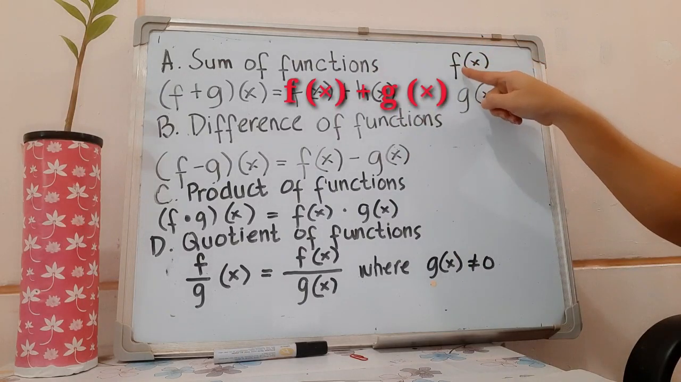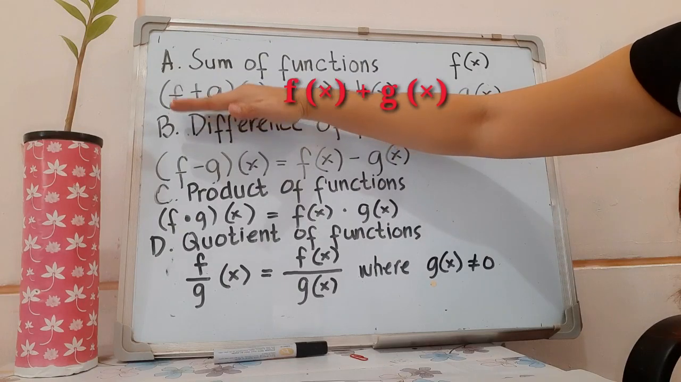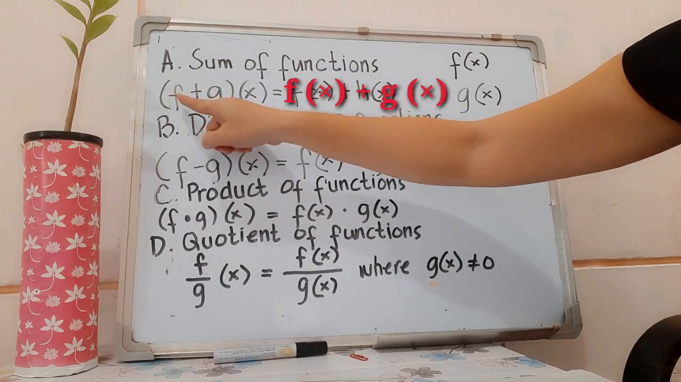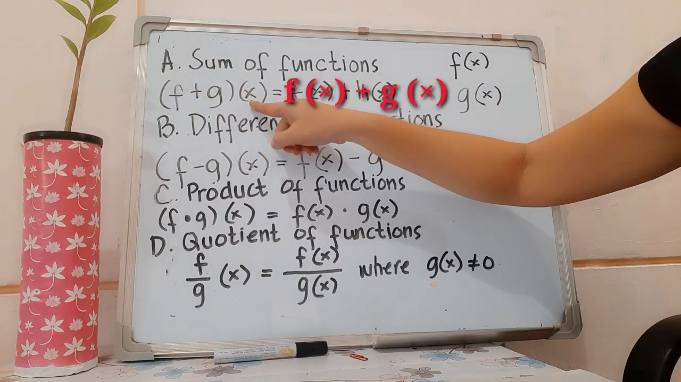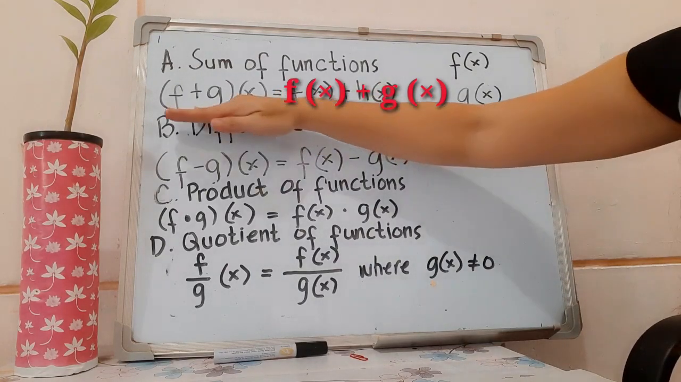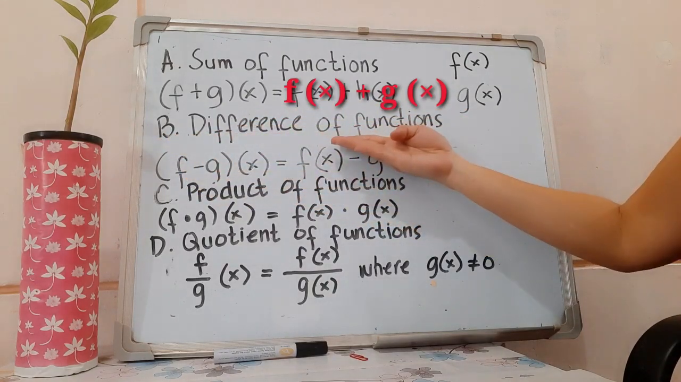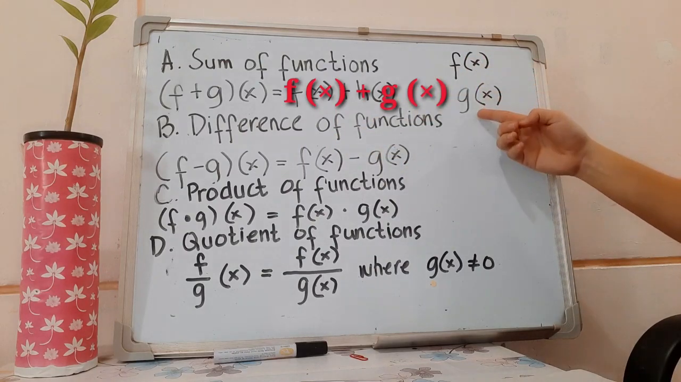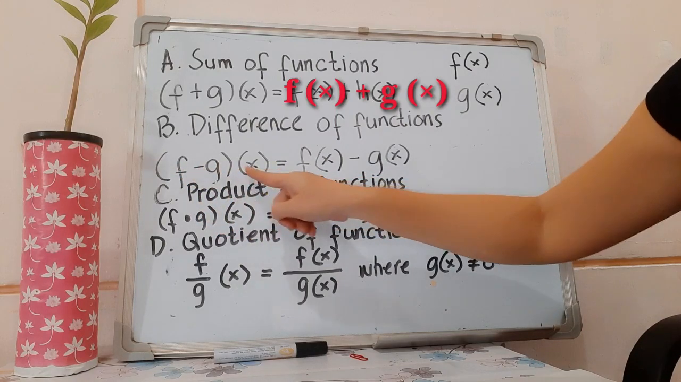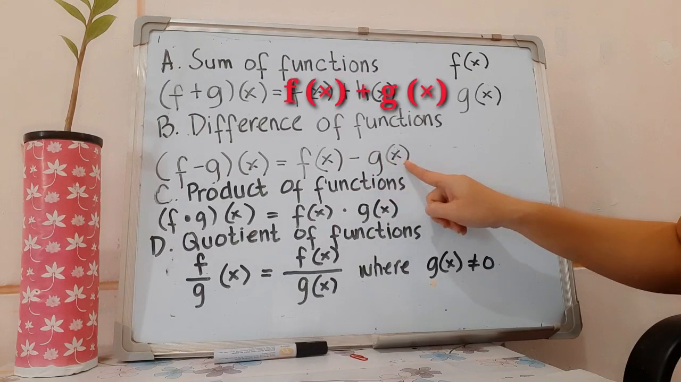Given the two functions, f of x and g of x, then we can get their sum. So the first operation is the sum of functions. If we have the quantity f plus g of x, then the result will become f of x plus g of x. We will add the two functions. The next operation is difference of functions. So if we have the two functions, we can get their difference. The quantity f minus g of x will become f of x minus g of x.